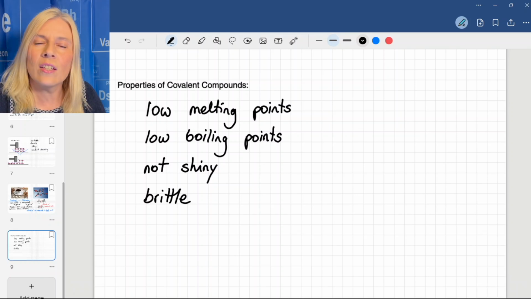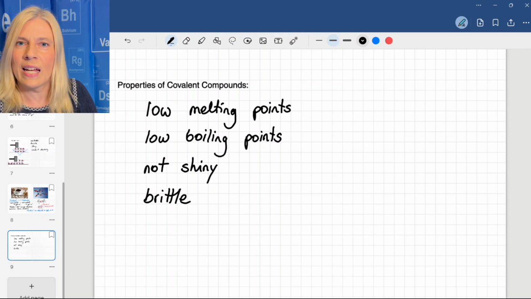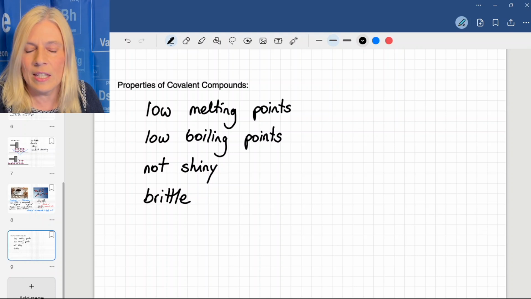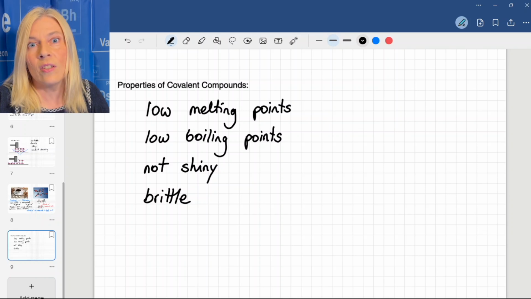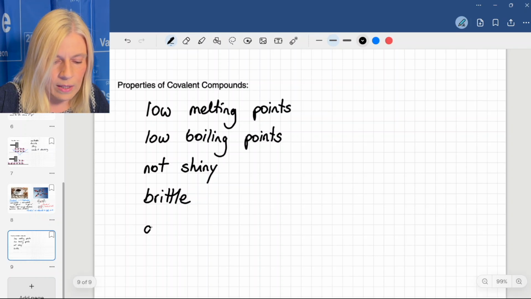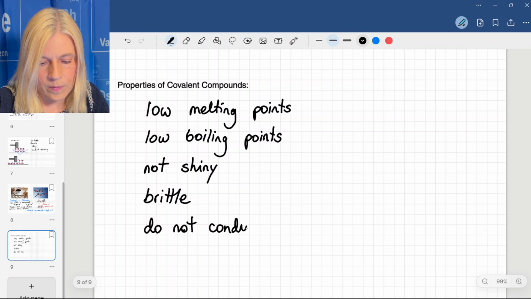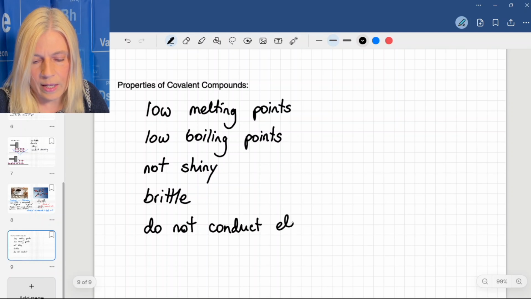And they do not conduct electricity, except acids. But that's a different category. That was the topic of a different video. So they do not conduct electricity because there are no ions here. There are no ions that come off anywhere and there's no movement. So they do not conduct electricity.